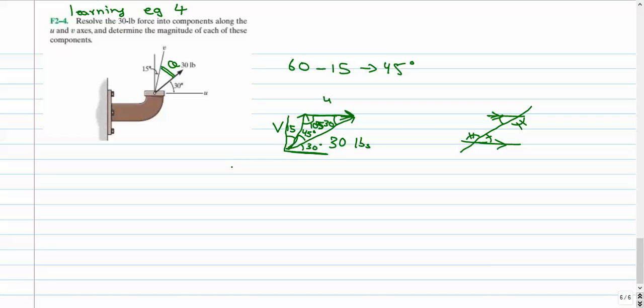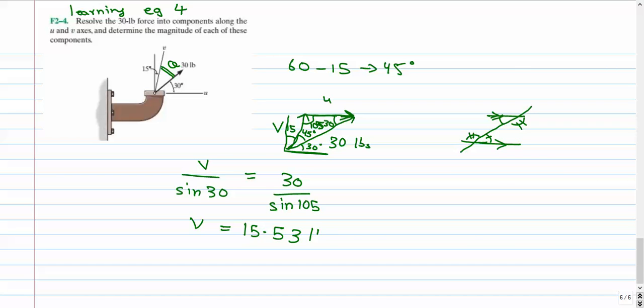Lastly, all we need to do is simply apply the sine rule. According to the sine rule, v over sine of 30 degrees should be equal to 30 over sine of 105. If you don't know what the sine rule is, you should search it up on Google, but it's pretty simple. From this equation, we can get the value for v, and the v component is going to be 15.53 pounds.